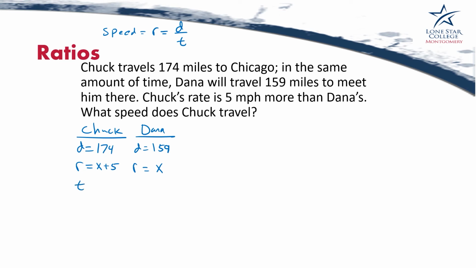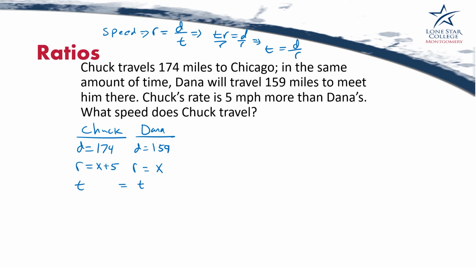So their times are equal here. But if we don't know what their times are, we can change this rate equation to T equals instead of R equals. By doing that, we multiply both sides by T. We would have TR equals D, and divide by R. So time can be represented by distance over rate.